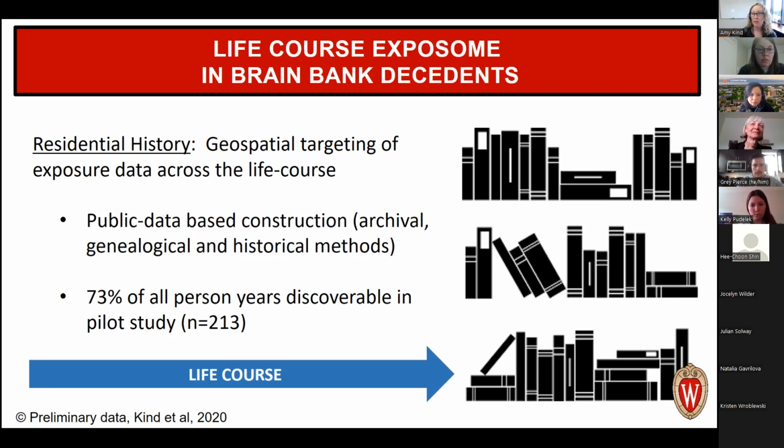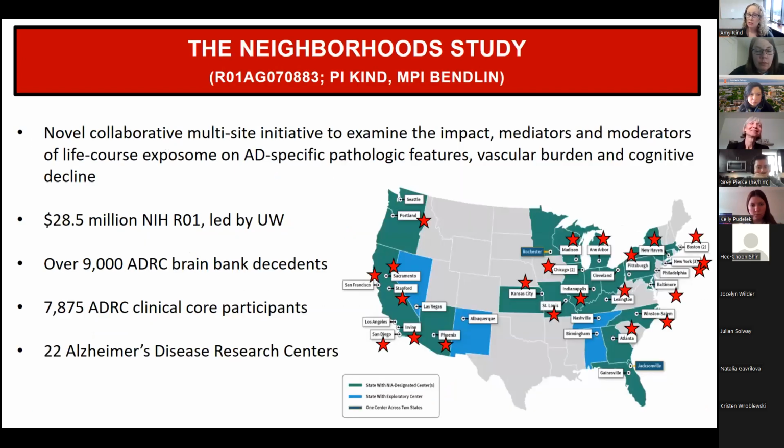So this has been very exciting to the National Institutes of Health, as you might wonder. And so we were invited to come in for a multi-site study, which was just funded this last year. And this is a 22 site, just shy of $30 million R01, which we are leading. It's a national consortium called the Neighborhood Study, in which we are building these geospatial frameworks for just shy of 10,000 ADRC brain bank decedents to understand more about the dosage and timing of these exposures for these individuals who have already donated their brains to science.